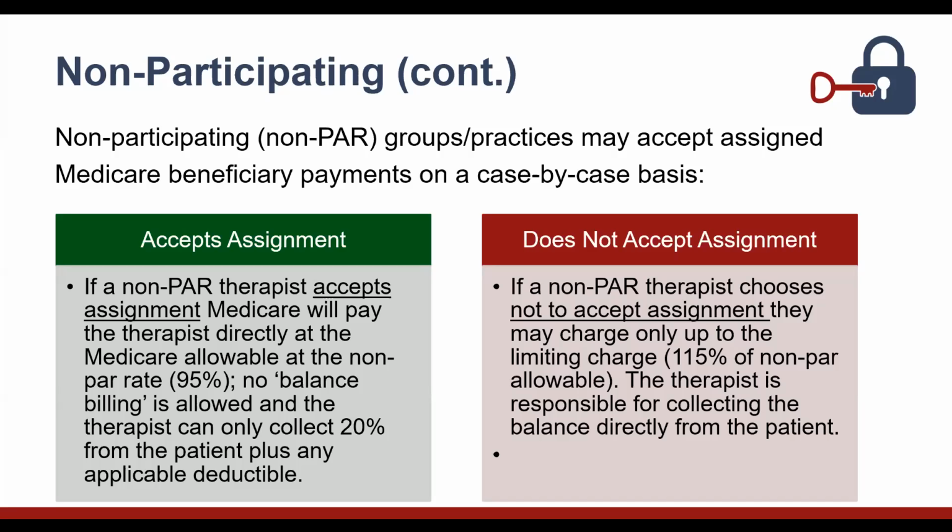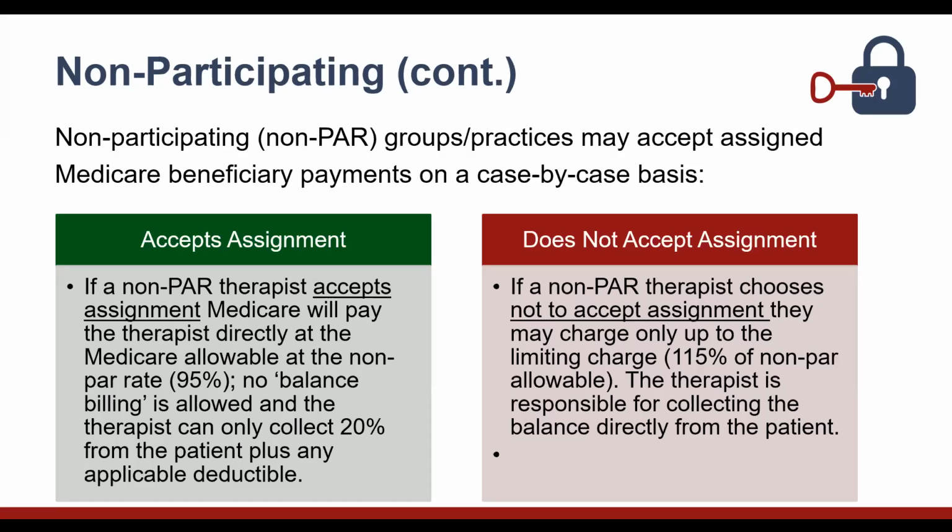If you accept assignment, it changes how things happen as far as payment. Medicare will then pay you. The claim must be noted that you accept assignment, so that has to be physically checked, whether that's electronic or paper, and most everybody's electronic. But Medicare will pay you directly at 95% of the allowable amount, and you may not pass on that 15% limiting charge to the patient. So you are acting like a participating provider, but you get hit for an additional 5% reduction.